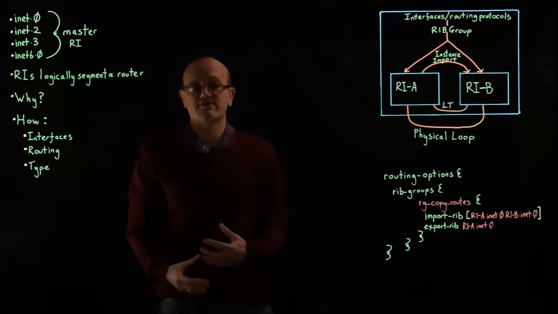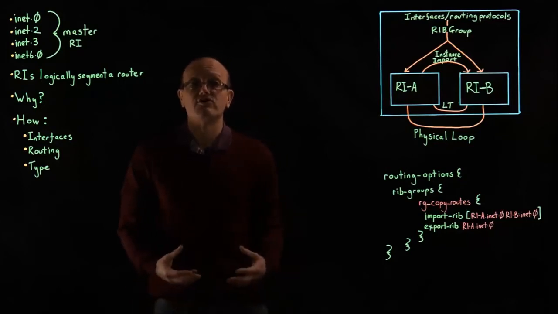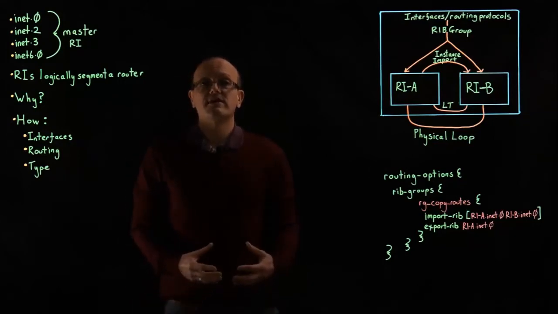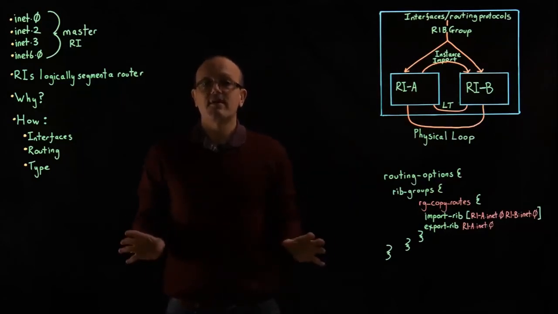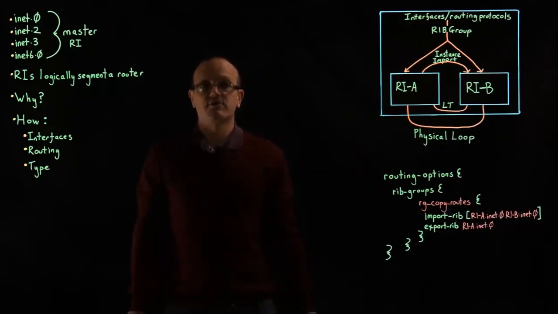Why do we want to create new routing instances on a Juniper router? What we're doing is we're logically segmenting a router into separate logical tables, and we can use those different logical tables for different purposes.